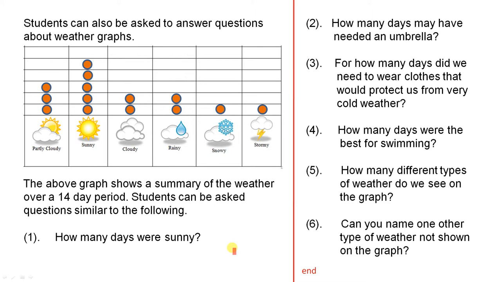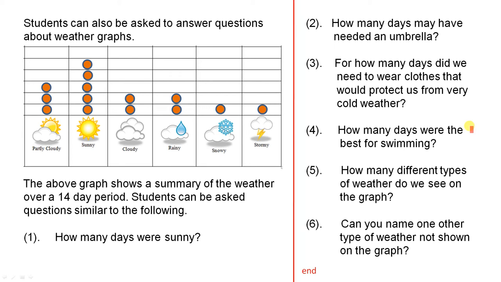They could be asked, how many days were sunny? How many days may have needed an umbrella? So this is a good discussion topic. For how many days did we need to wear clothes that would protect us from very cold weather? This would be a great discussion topic. Also, there may be different answers, but as long as students can justify their answer.